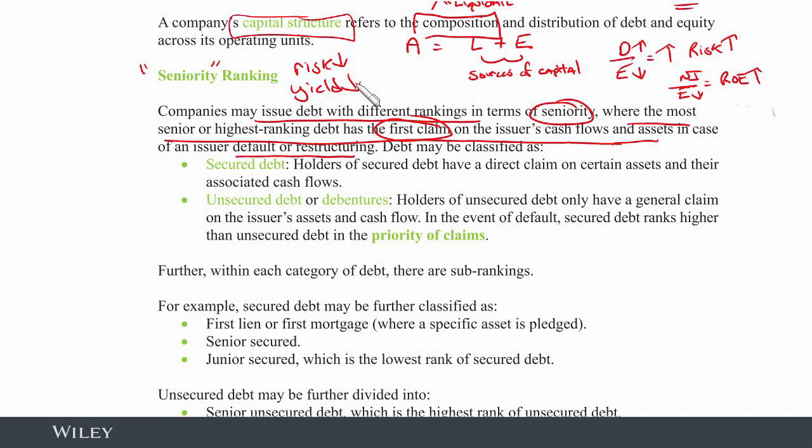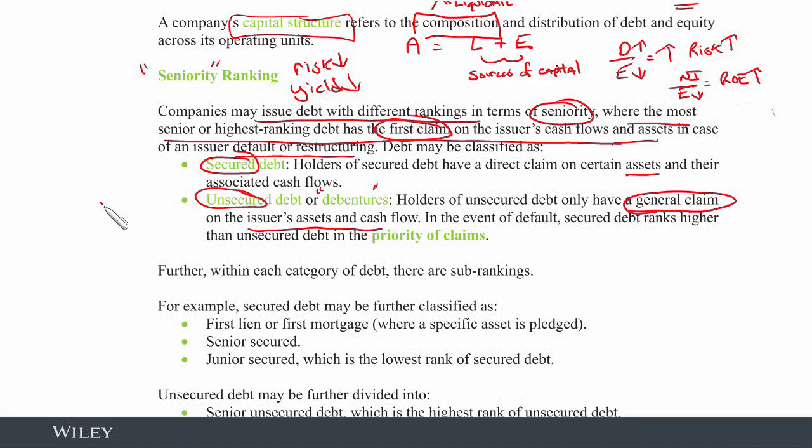Now, there are two types of senior debt. The first type is secured. That means certain assets have been pledged as security in the event of a bankruptcy. So in the event of a bankruptcy, we have first rights to certain assets known as the collateral. If it's unsecured debt, a synonym for unsecured debt is a debenture. That simply means unsecured. They only have what's called a general claim on the issuer's assets and cash flows. So in the event of a bankruptcy, we've got to make sure all the secured creditors get paid first, and then the unsecured claims get paid.